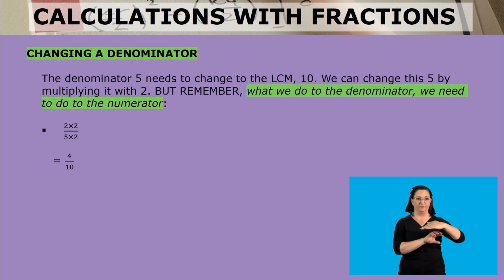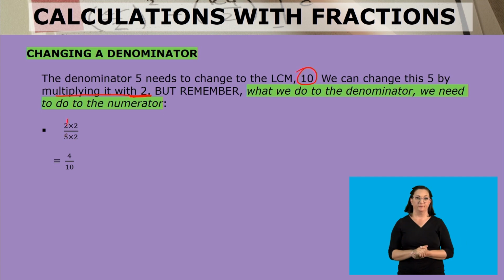The denominator 5 needs to change to the LCM, which is 10. And we also need to change the 2, which is also 10. So how are we going to do that? We are going to multiply that denominator with 2. Why am I multiplying the 5 with the 2? Because 5 multiplied by 2 is going to give me that LCM of 10.